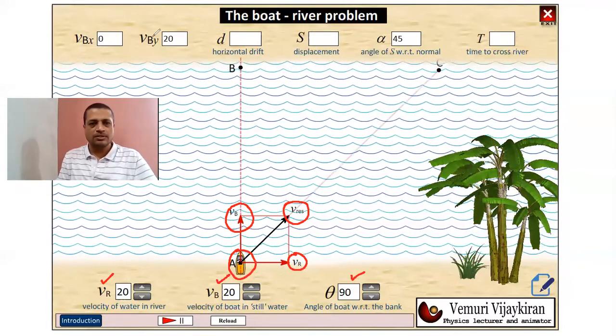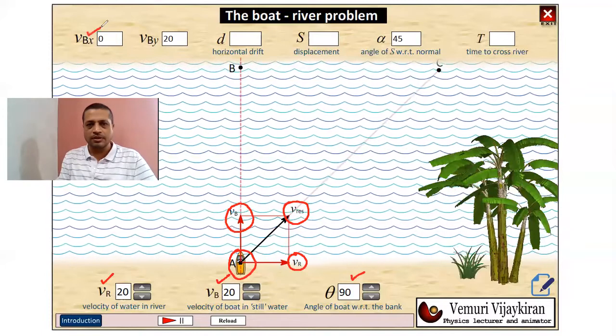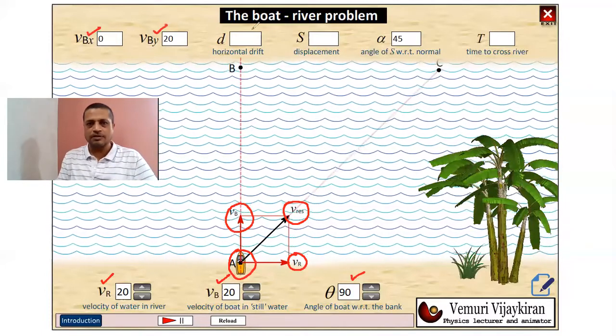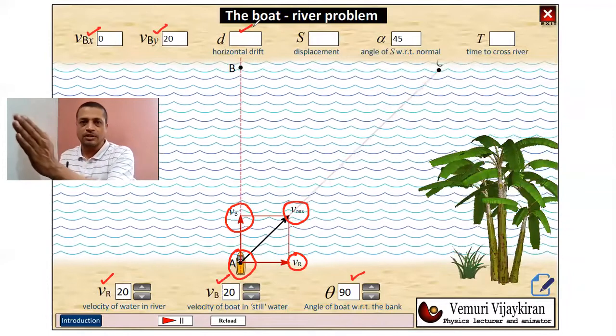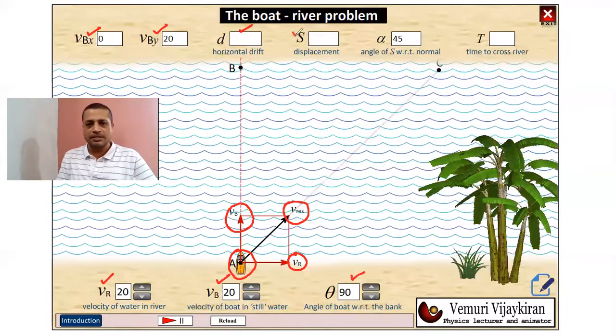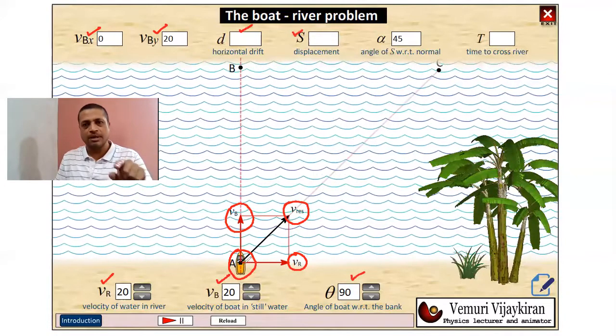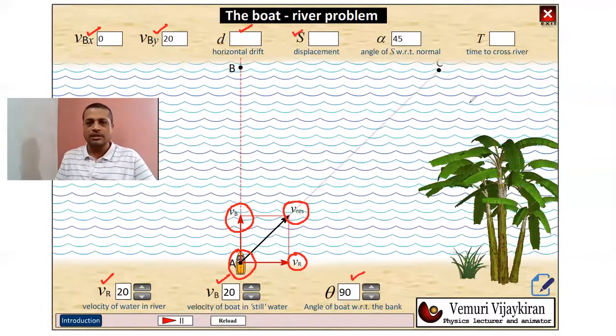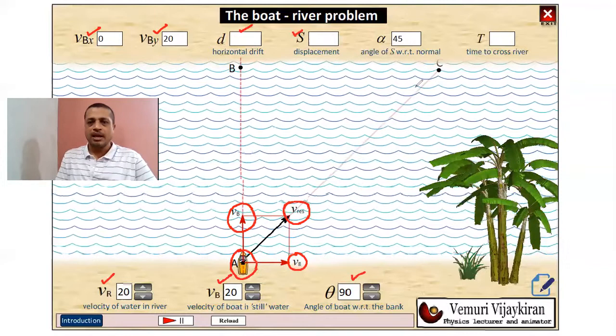Then what do these quantities on the top indicate? This gives you the x component of velocity of the boat, the y component of velocity of the boat, the horizontal drift. It means the person wants to go to the opposite point on the bank, but because of the velocity of water, he will end up somewhere there. That is called the horizontal drift. And this is the displacement, right? The shortest distance between his initial point where he leaves one of the banks and reaches the other point on the other end of the bank. And this is the angle made by the displacement with respect to the normal. And this is the time taken to cross the river. Right? So these are all the parameters.